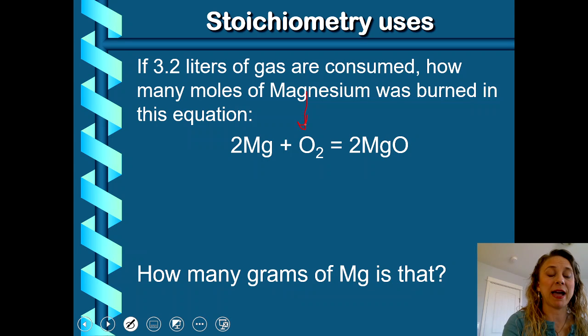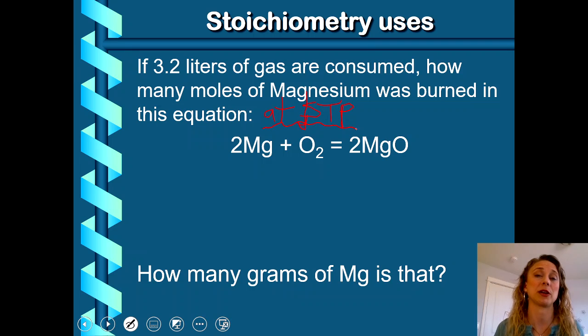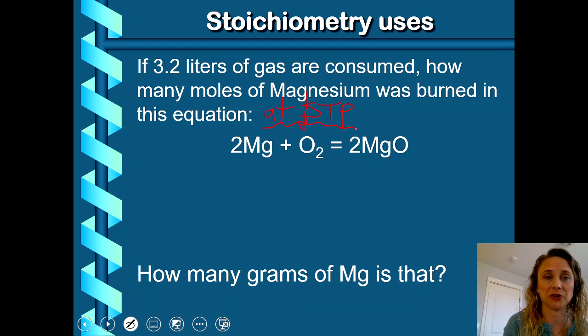So let's take the fact that this has to be at STP, standard temperature and pressure, okay? Because we don't have any other information. We don't have the actual temperature and the pressure, so it should say at STP. Okay, so let's find out how many moles that is. 3.2 liters. And we don't know how many moles. But we do know that at this temperature and pressure, 22.4 liters should be 1 mole. Okay, so we can do the equation like that.